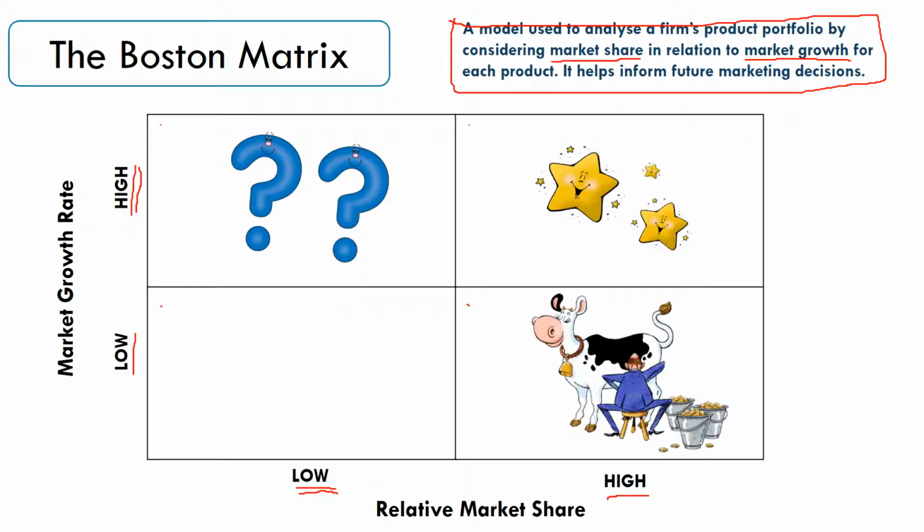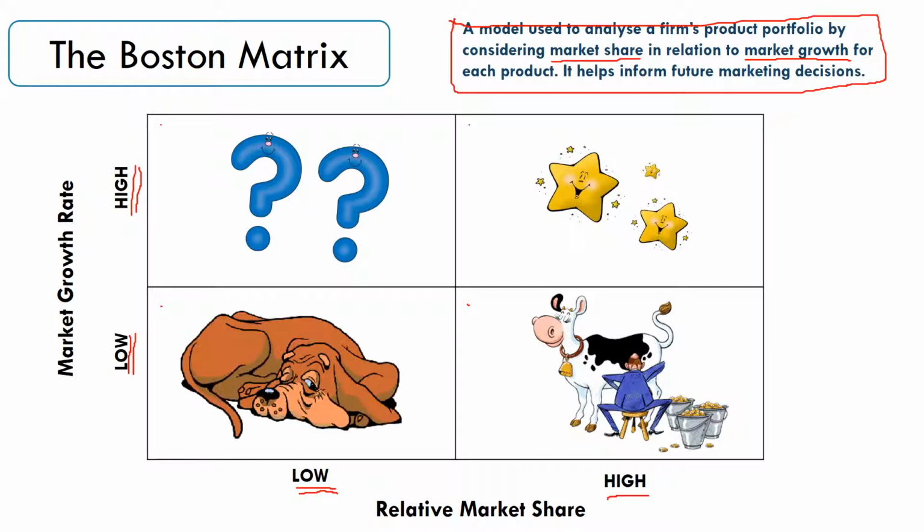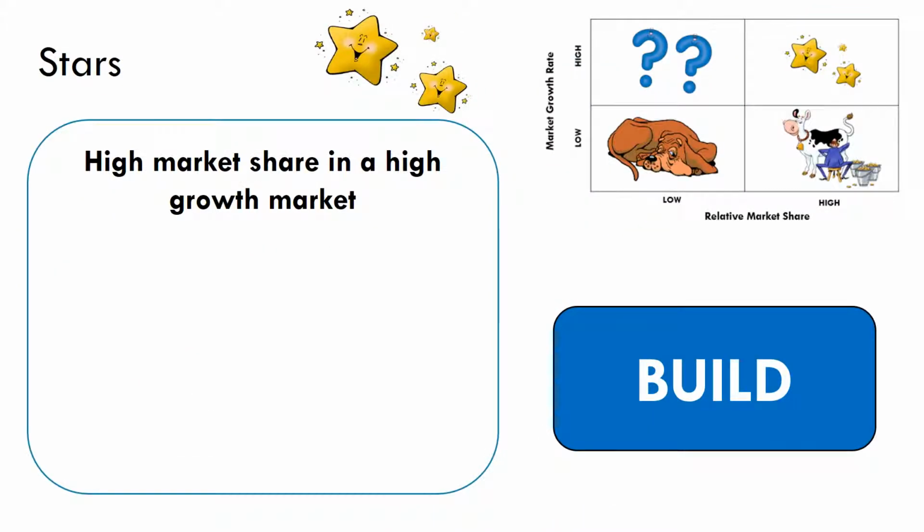Products that have high market shares in markets that are now quite stable and have therefore low rates of growth, maybe saturated markets that have already grown, we call these products cash cows. And these, as you'd expect, tend to be highly profitable and generating money for us. Products that have a low market share in a market that is not growing very quickly, we call these dogs. So let's go through these in a bit more detail.